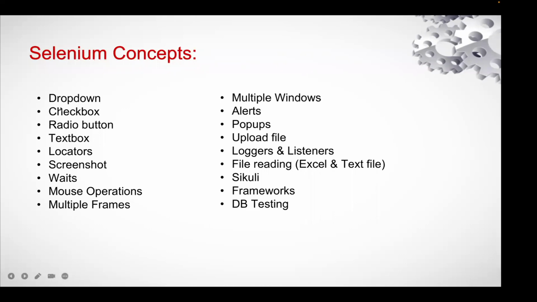It will be handled through the Select class, by using select by index, select by visible text, like that. And for the checkbox, we need to click on the checkbox, and we need to click on the radio button. The text box is used for entering particular values. Locators, as I said, are used for communication between Selenium and the application under test. So for that we are using these locators. And we can take the screenshot as well.